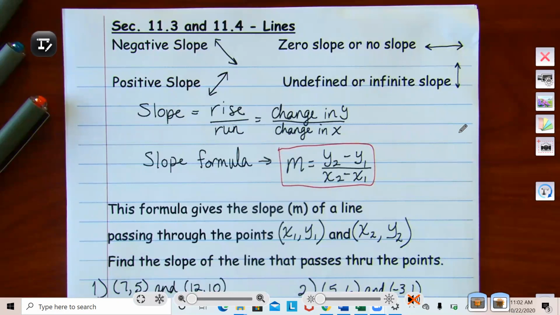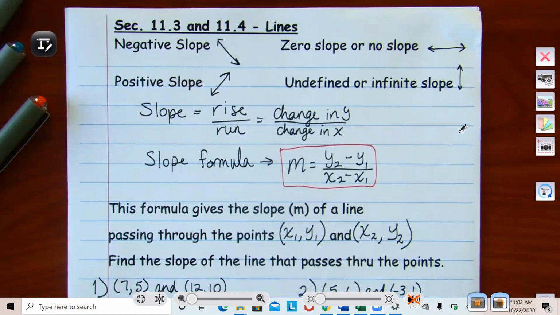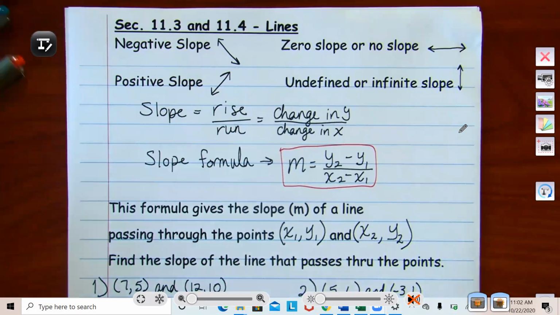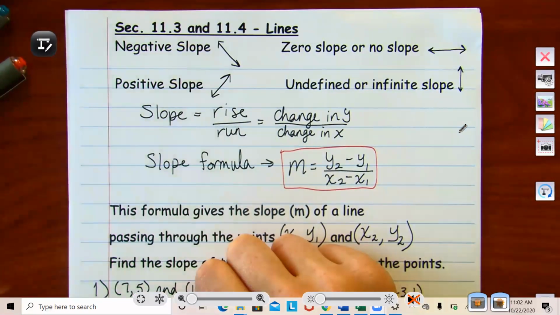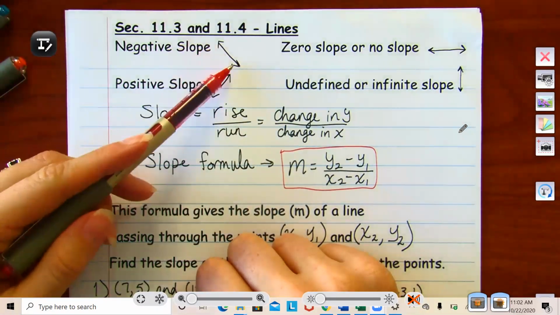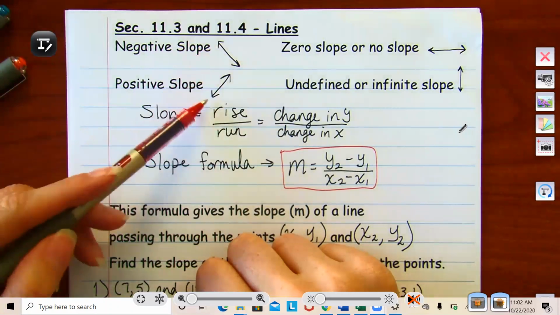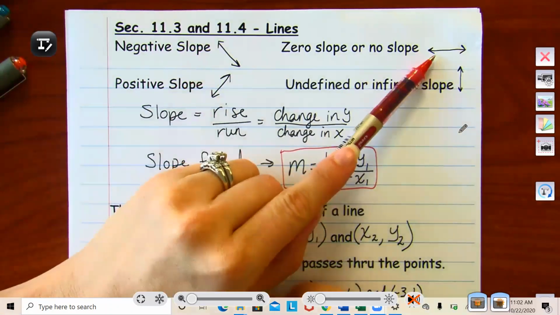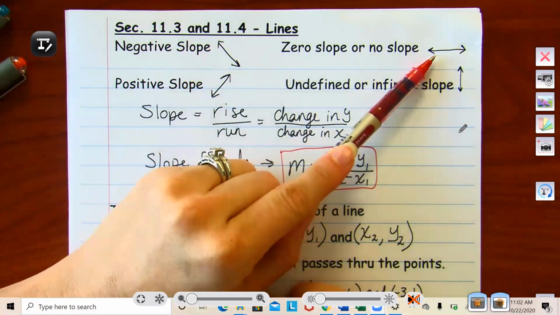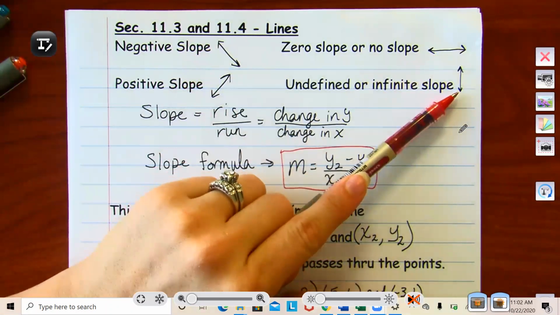All right. Today we're going to talk about lines and their slopes in 11.3 and 11.4. If you have a negative slope, that means the line is decreasing or going down from left to right. Positive slope, your line is going up from left to right. Zero or no slope is a horizontal or constant line, and then an undefined slope is a vertical line.